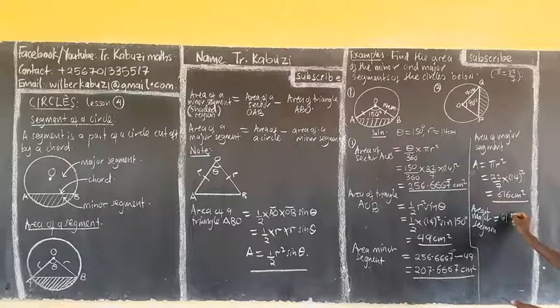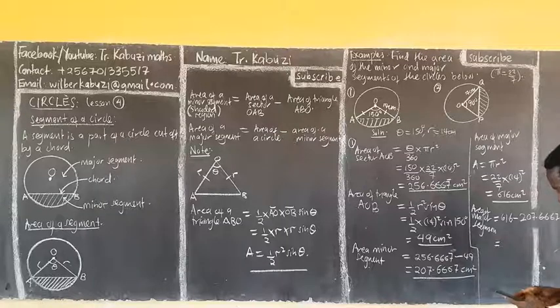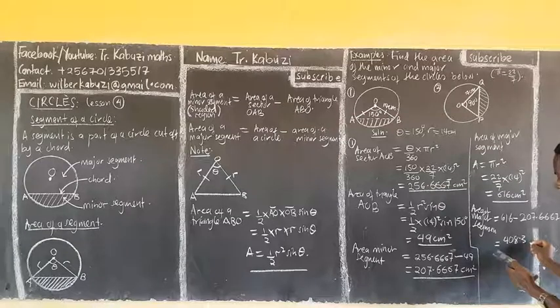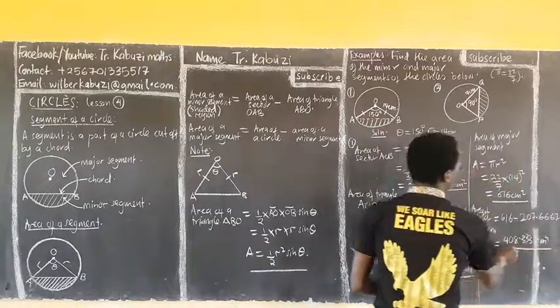So we shall get 616, then minus the area of this minor segment, which is 207.667. And my area is going to be 408.33 centimeters squared. So that's how we get those numbers.